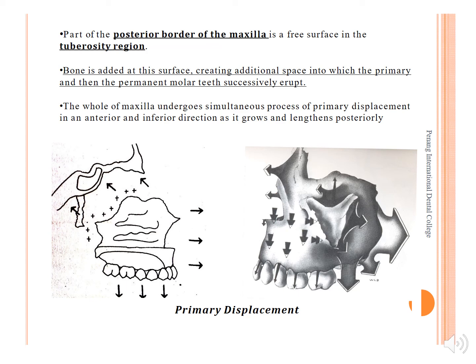Part of the posterior border of the maxilla is a free surface in the tuberosity region. Bone is added at this surface, creating additional space into which the primary and then the permanent molar teeth successively erupt. The whole of the maxilla undergoes simultaneous primary displacement in an anterior and inferior direction as it grows and lengthens posteriorly.